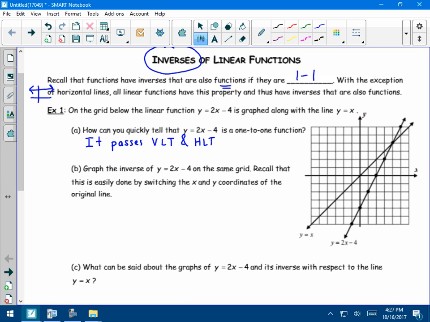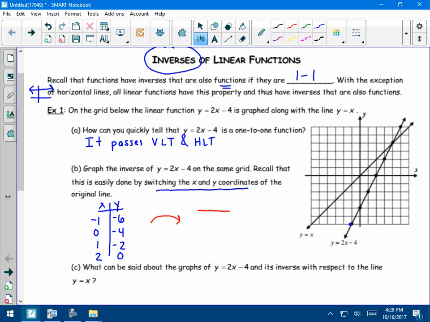Part B says graph the inverse of y equals 2x minus 4 on the same grid. Recall that this is easily done by switching the x and y coordinates. Remember, switch x and y of the original line. So let's look at the original x and y values they give us. Look at this first point down here. That'd be negative 1, 1, 2, 3, 4, 5, negative 1, negative 6. And then I've got 0, 1, 2, 3, 4, so 0, negative 4. I've got 1, negative 2. I've got 2, 0. And I could keep going, but really I only needed 2 points to make a line, so that's more than enough.